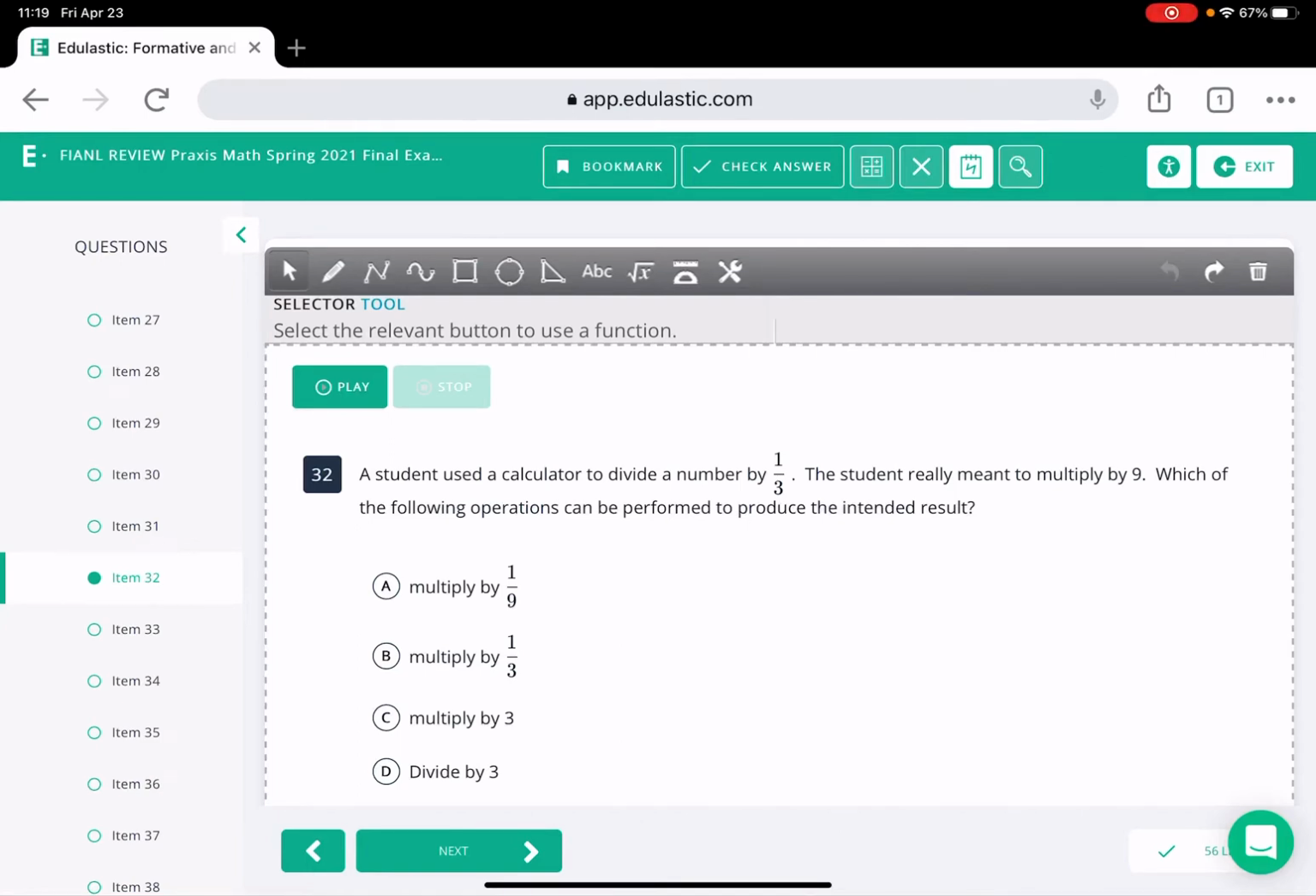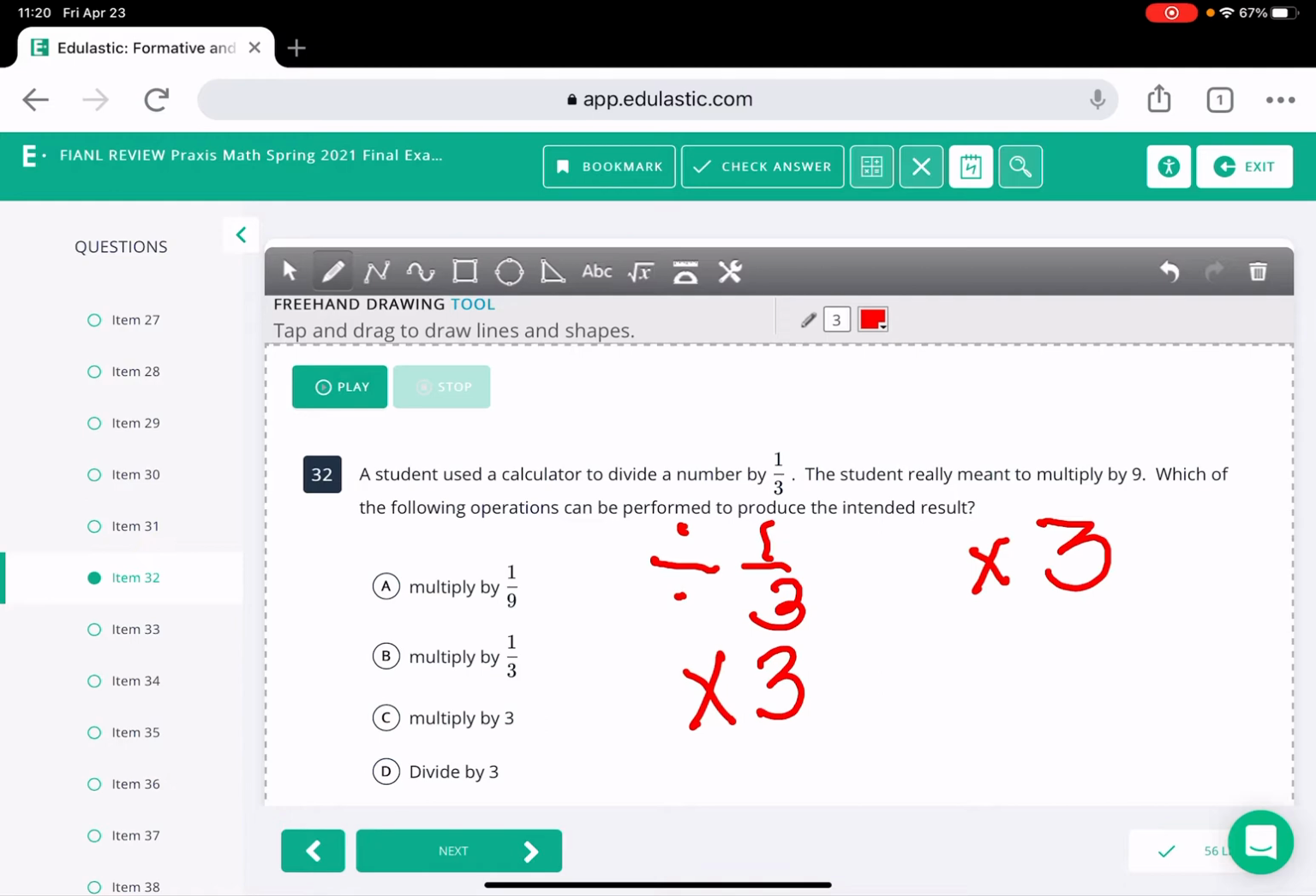Okay, so the first number you asked for was number 32. For number 32, it says a student used a calculator to divide a number by 1/3. So remember, when we divide by 1/3, we're really multiplying by 3. What the student really meant to do was multiply by 9. Which of the following operations can be performed to produce the intended result? So if we multiplied by 3, but we really wanted to multiply by 9, if we multiply by 3 again, that will give us a total of 9.